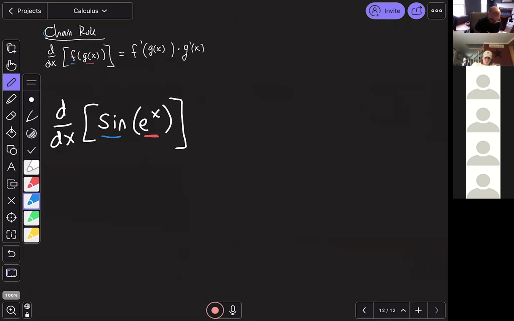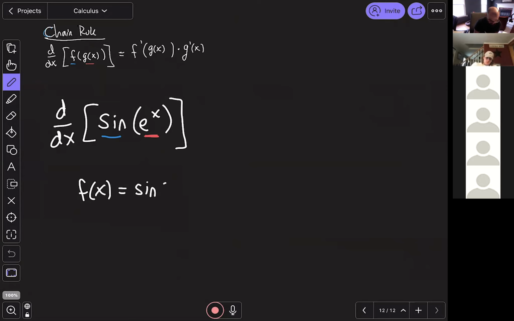So when I break this down, f of x, my outside function, is sine of x. And e to the x, my inside function, g of x, is e to the x. And there are some other pieces that I need. I need f prime, the derivative of f, and I also need g prime, the derivative of g.